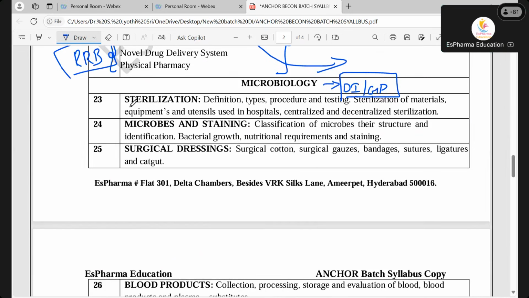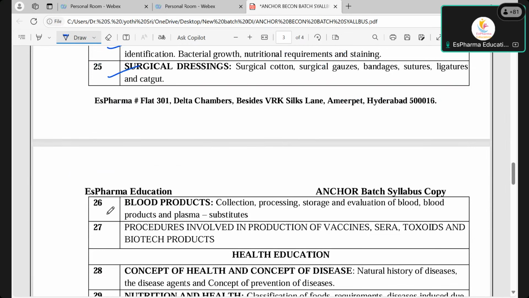Right? These topics, sterilization, are important for drug inspector. Microbes and staining are also important for drug inspector. Surgical dressings are stressed more in drug inspector, and a bit less in pharmacist. Blood and related products is purely a drug inspector topic. If you saw the last government pharmacist paper, in the syllabus copy there was no blood products topic, right? So blood products is purely a drug inspector topic. Vaccines, sera and toxoids are useful for both state and central. This topic is important in central drug inspector too, not only state drug inspector.